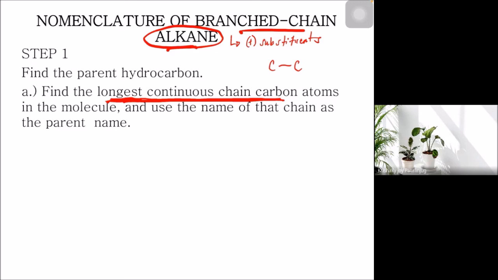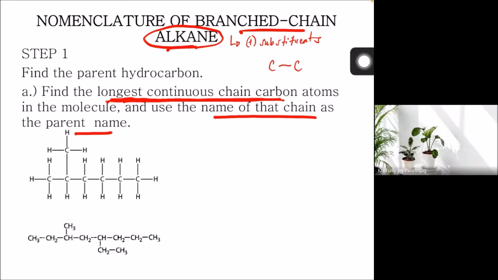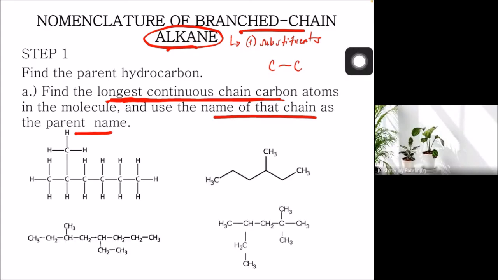Okay, parent hydrocarbon. You really have to start with the terminal carbons. You choose whether to start from the right side or the left side terminal carbon. It's up to you as long as that is the longest continuous chain of carbon. Then, once you find the longest continuous chain of carbon, use the name of that chain as the parent name. So, step by step when we locate the parent.